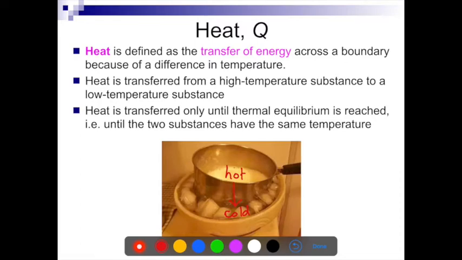The arrow tells us the direction of energy transfer, and energy is transferred from the high temperature object to the low temperature object until both objects have the same temperature. When the two objects have the same temperature, energy is no longer transferred, and then we say that these two objects are in thermal equilibrium. Heat is therefore defined as the transfer of energy across a boundary because of a difference in temperature. Without a difference in temperature, energy is not transferred between objects.